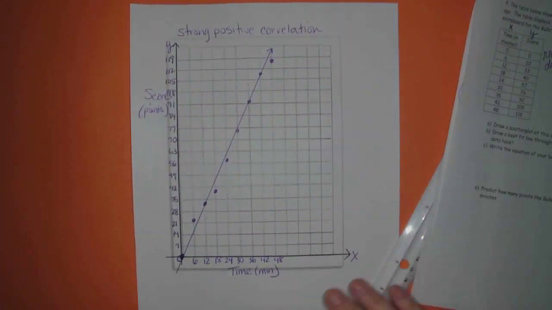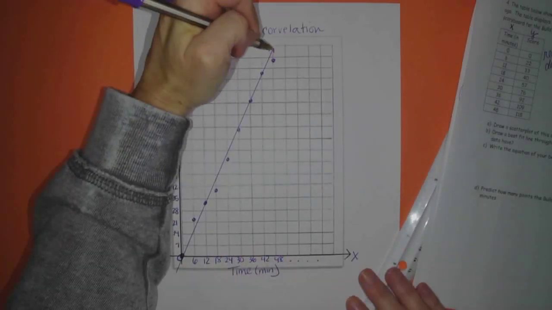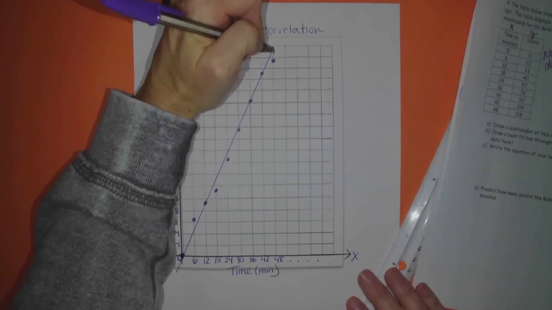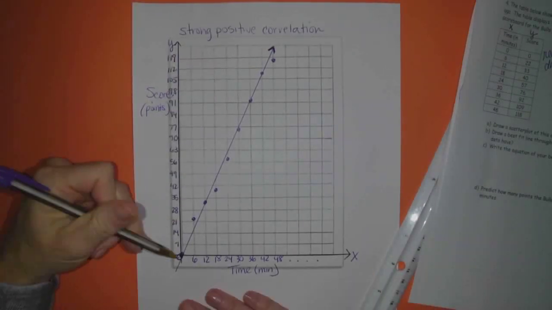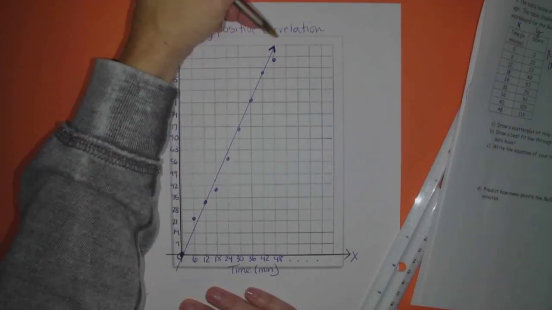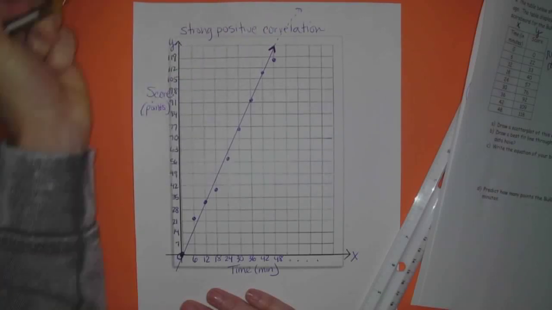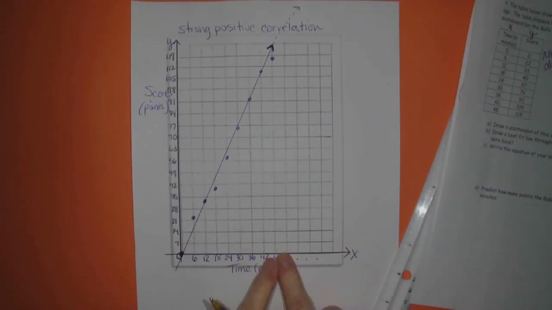And let's be clear on something. If the game went further, the score would go higher. That's why I have this arrow here. And this is where later on predictions can be made. If this is the trend during the first 48 minutes of the game, then guess what? If that trend continues, I can make some decent predictions into the future.